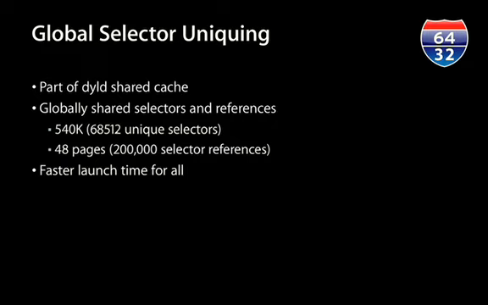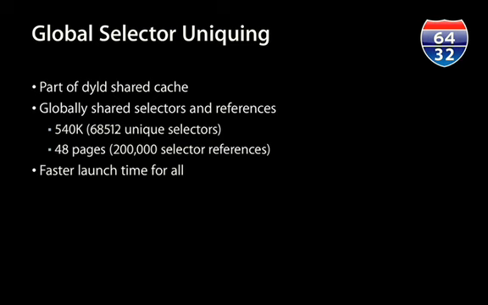In Snow Leopard, Objective-C is now part of the shared cache. All of the selectors used by all of the Cocoa frameworks are stored in a unique table, and all the references to them are fixed up in all the shared libraries. That amounts to about 700K of shared data in a 64-bit process. That sharing allows processes to launch even faster.